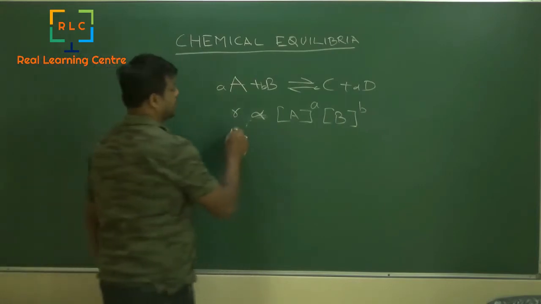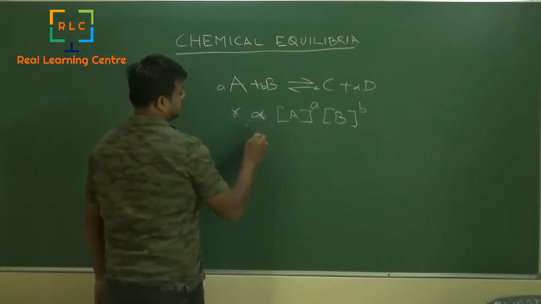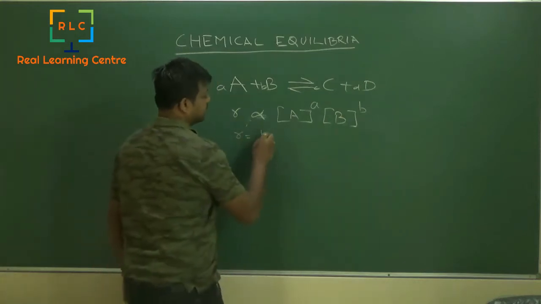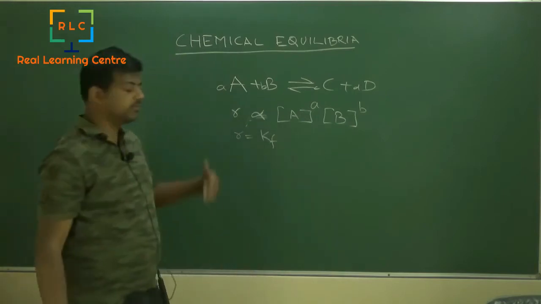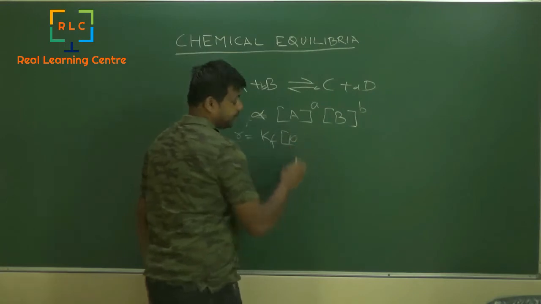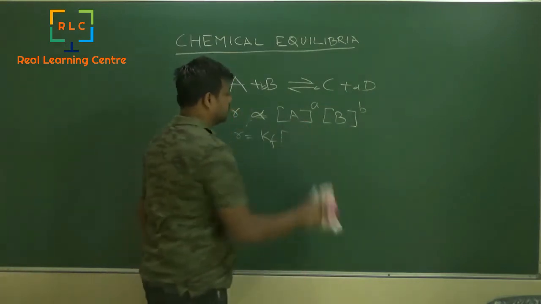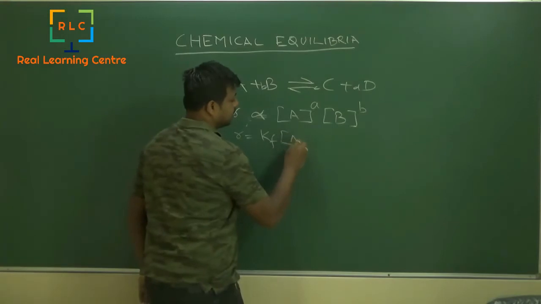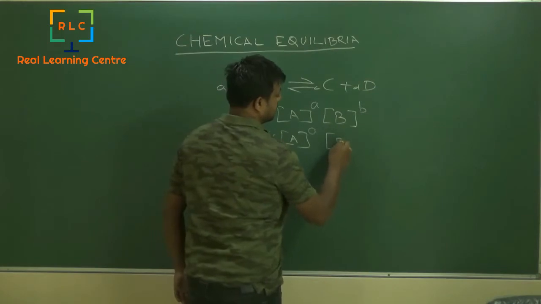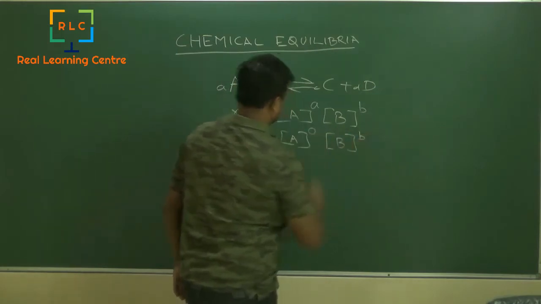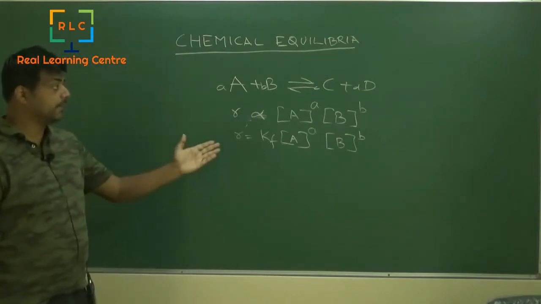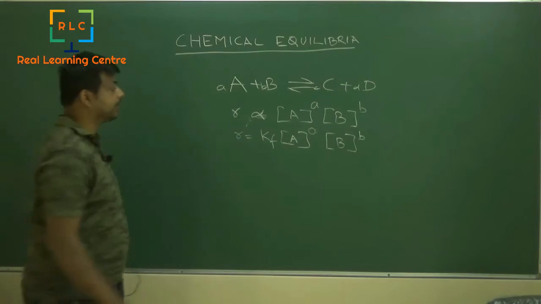Right? So if you remove the proportionality sign, the rate would be equal to some constant, which is a constant for the forward reaction, times [A] raised to the power small a, [B] raised to the power small b, where small a and small b are the stoichiometric coefficients and capital A and capital B are your reactants.